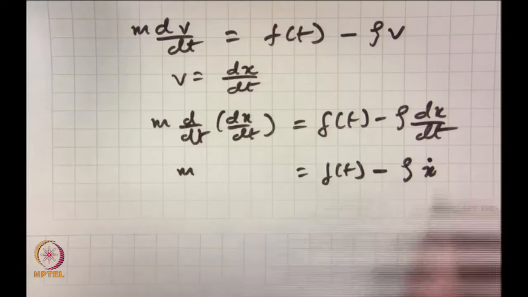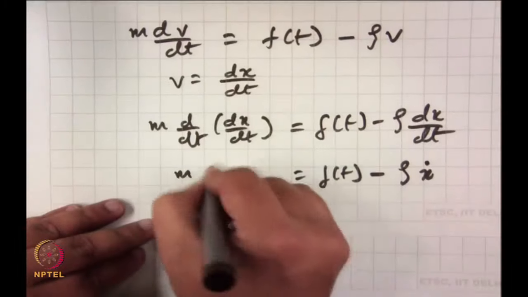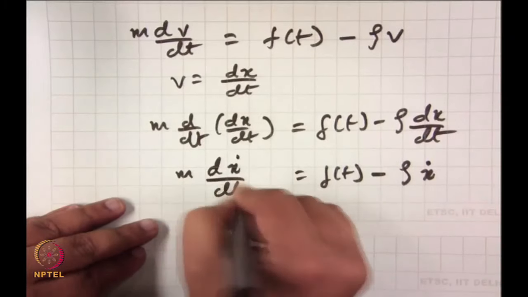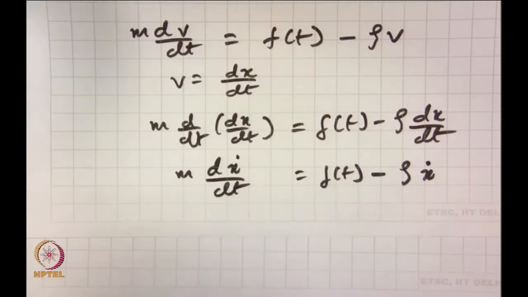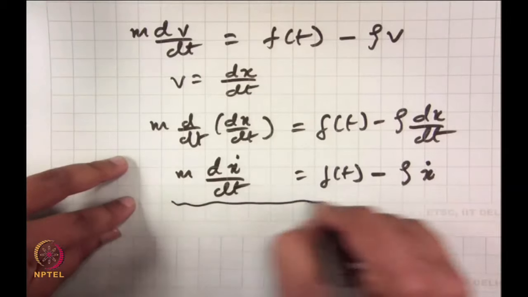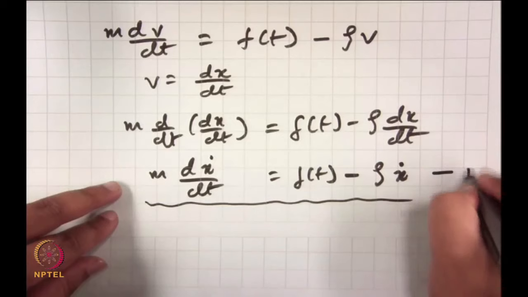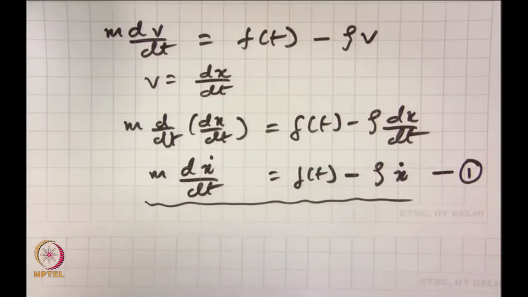X dot signifies essentially dx over dt. So, this one I can write as d of x dot over dt, because that is what we wrote down. Because I am starting with a new topic, let this equation be 1.